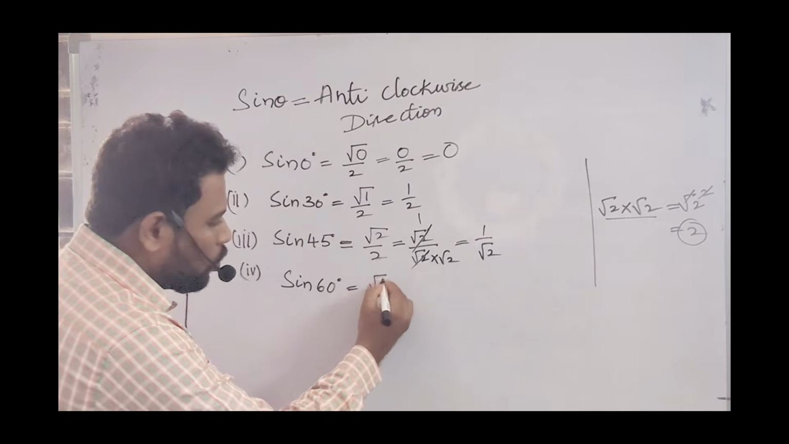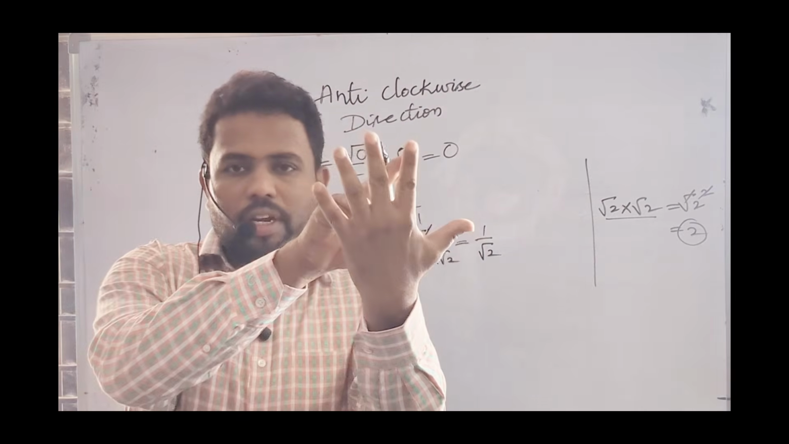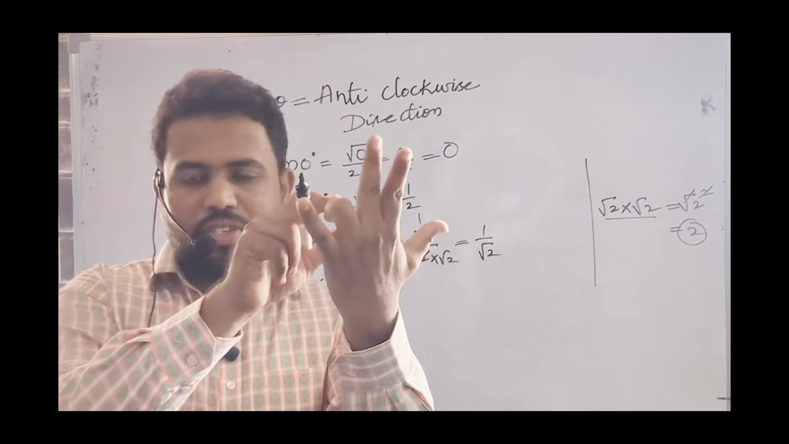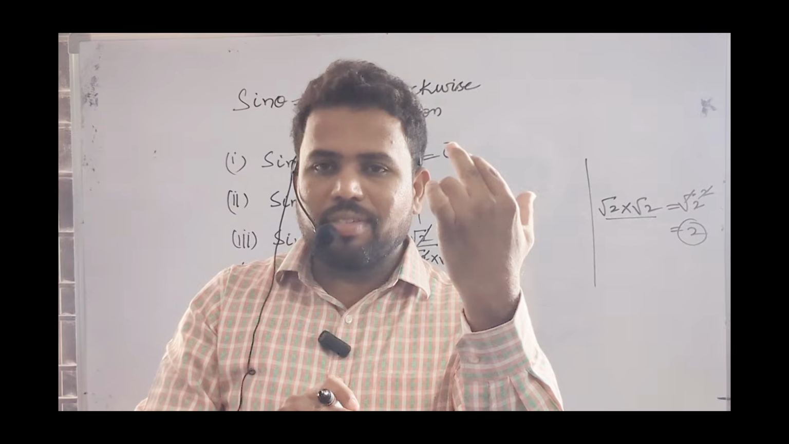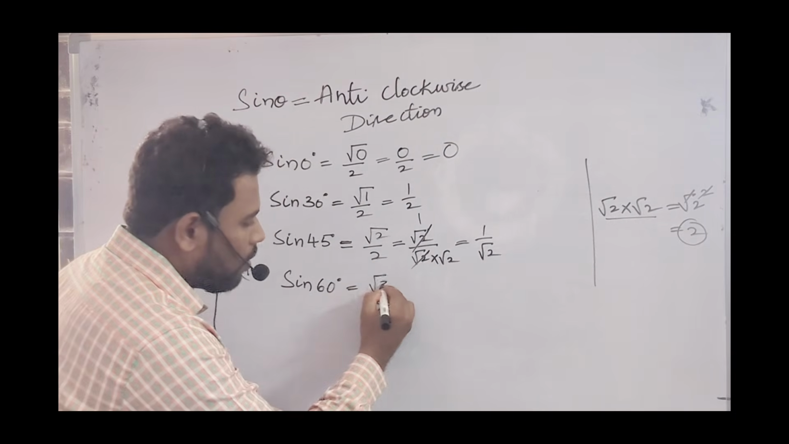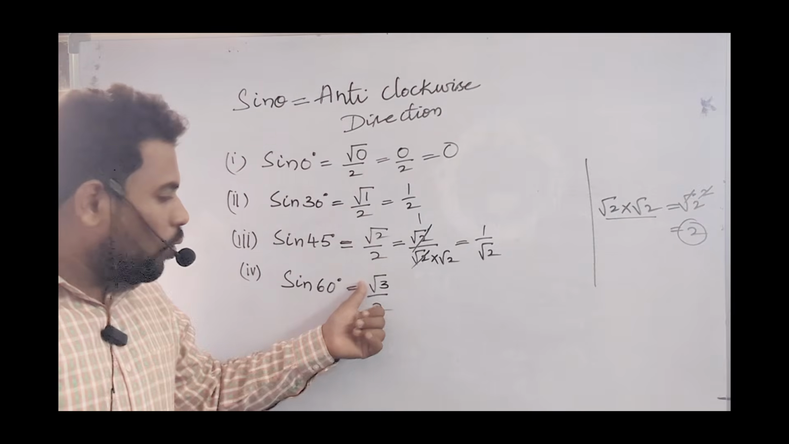Again right here, square root by 2. Let's come to 60. 0, 30, 45, 60. This is 60. So if you are counting anti-clockwise, how many fingers are left? 3 fingers. Right, 3 here. So root 3 will remain as the same root 3. So sine 60 value is root 3 by 2.